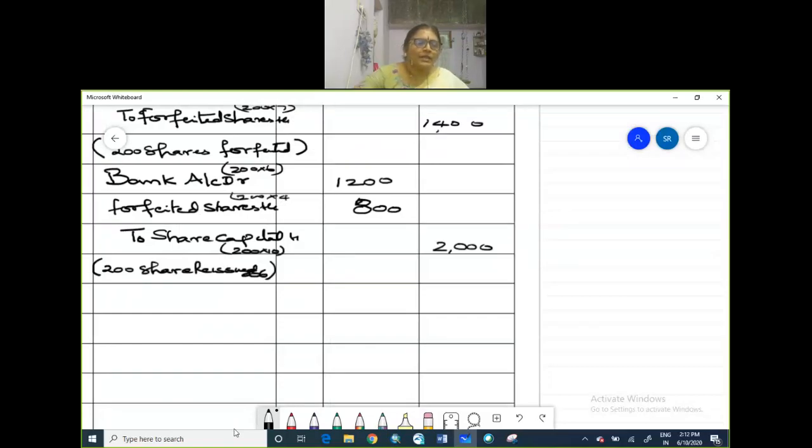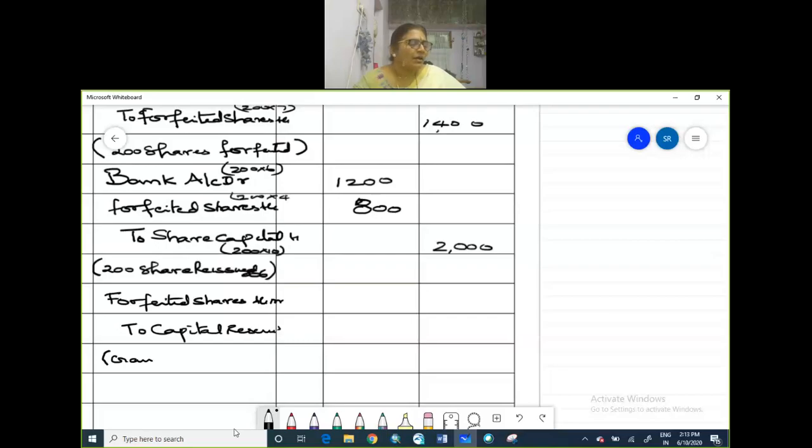Now the last journal entry. Forfeited shares account debit to capital reserve. You will be familiar with the journal entry. You will be very fast. You have been learning forfeiture in journals in 11th standard, isn't it? Forfeited shares account debit to capital reserve account. So what are you going to transfer here? The gain. Gain on reissue of forfeited shares transferred to capital reserve.